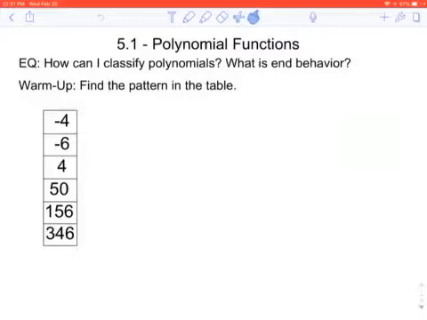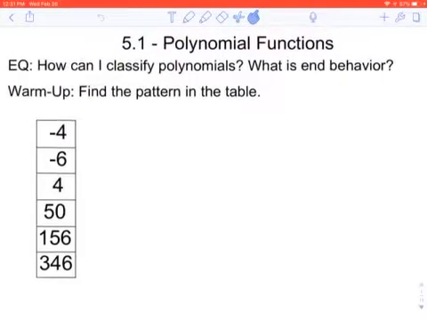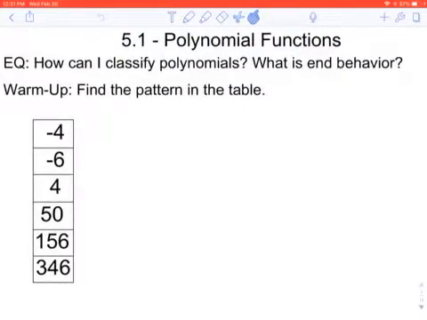So section 5.1 is titled Polynomial. Oh, also if you hear dogs barking in the background, go ahead and ignore that. They're just wrestling. So, section 5.1 is polynomial functions. Our EQ is how can I classify polynomials and what is end behavior.